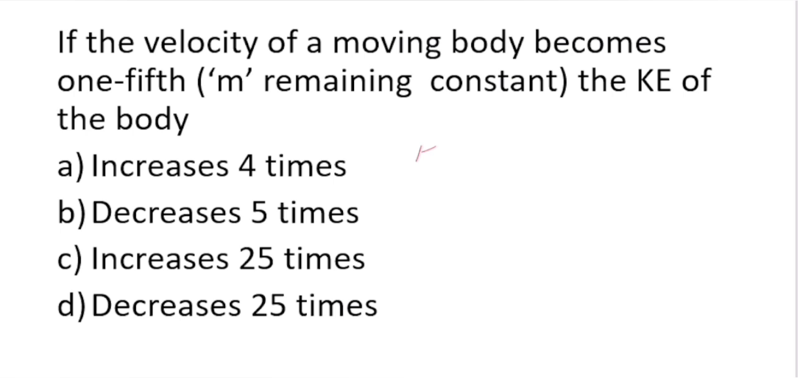If the velocity of a moving body becomes 1/5, the kinetic energy of the body... Kinetic energy is equal to half mv square. But here m is a constant. So kinetic energy is directly proportional to the square of velocity. Here it is decreasing by 1 by 5. So the square of 1 by 5 is 1 by 25. So if velocity is decreasing to one fifth, then the kinetic energy will decrease 25 times.